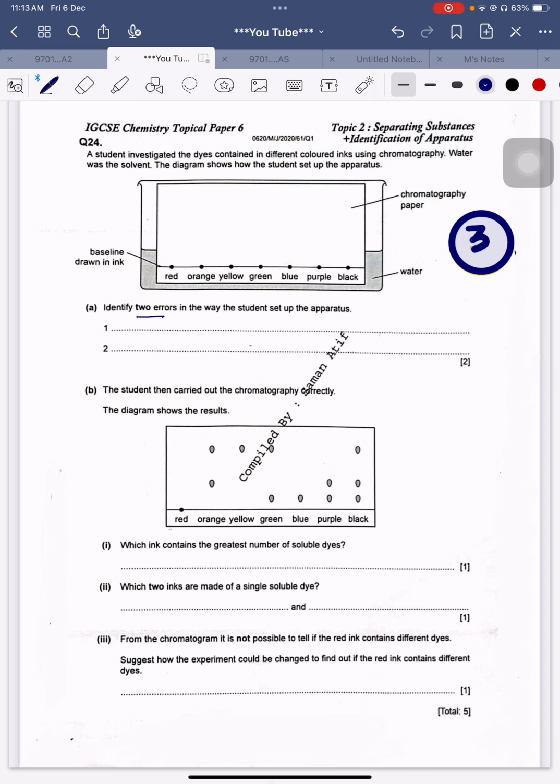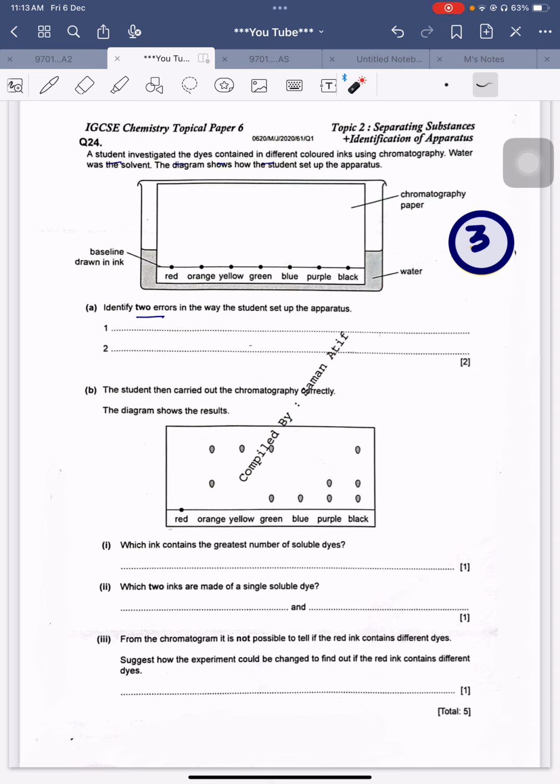First of all, a student should read the question right from the beginning. A student investigates dyes contained in different colored inks using chromatography. Water was the solvent. The diagram shows how the student set up the apparatus. Okay, done. Now we can see the apparatus. Now the problem is here.